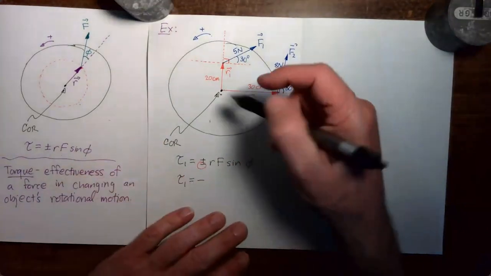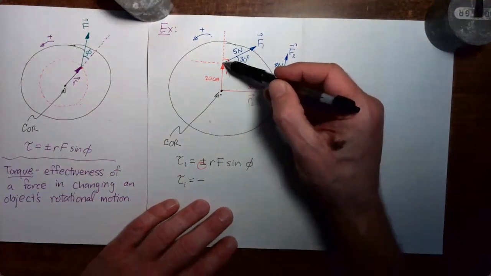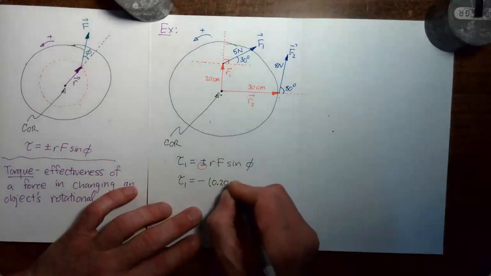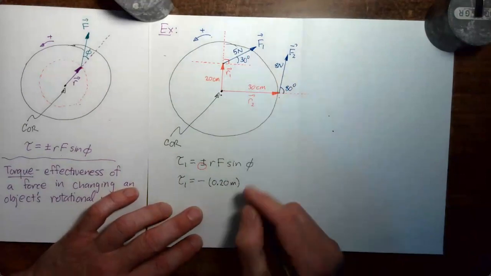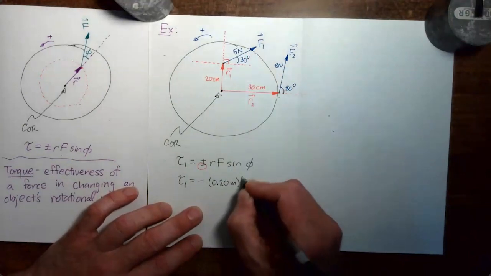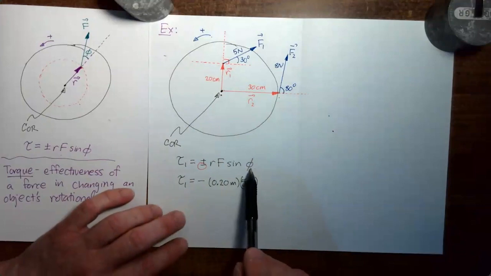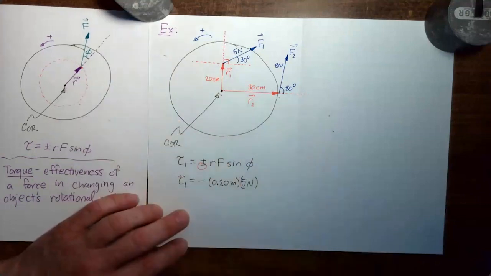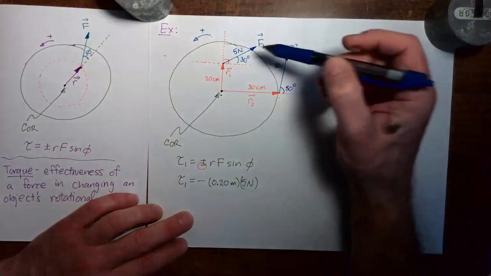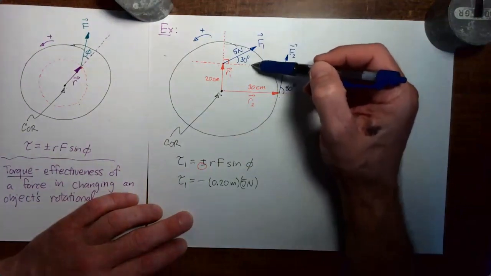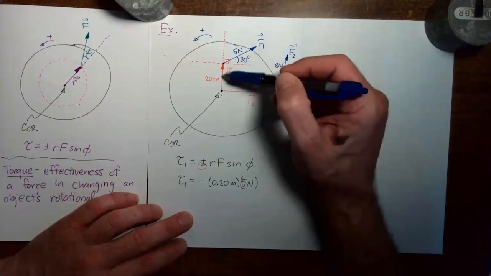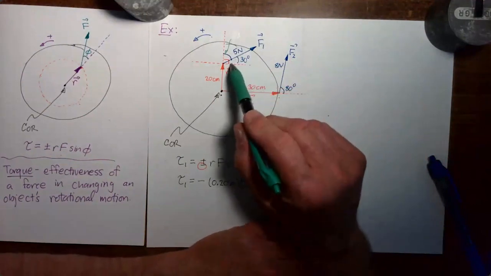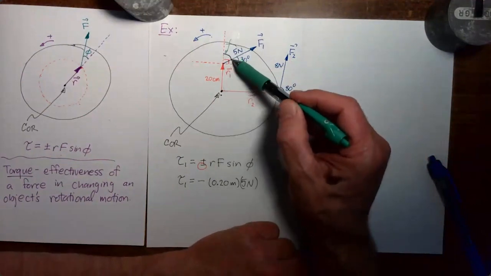Now the R here, that's the distance from the center of rotation to the point where the force acts. That's 20 centimeters. And I'm going to convert that to meters, 0.20 meters. Then I put in the magnitude of the force, which is 5 newtons. Now here I have the sine of the angle between the force vector and the extension of the position vector. Now I did something a little sneaky in the figure here. The 30-degree angle here is not the angle between the force vector and the extension of the position vector. The angle between the force vector and the extension of the position vector is this angle in here.